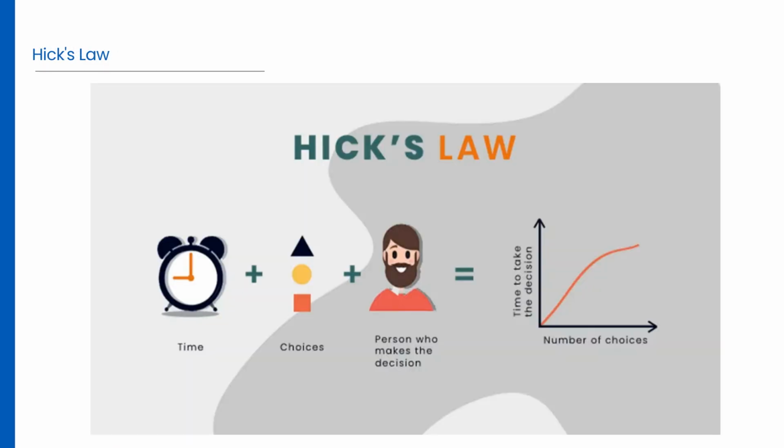Next, we will discuss Hick's Law, which states that the time required to make a decision increases with the number and complexity of choices available. In UX design, too many options can overwhelm users and slow down decision-making. By simplifying choices and prioritizing important actions, interfaces become faster, clearer, and easier to use. There are a few examples that will help us understand better.